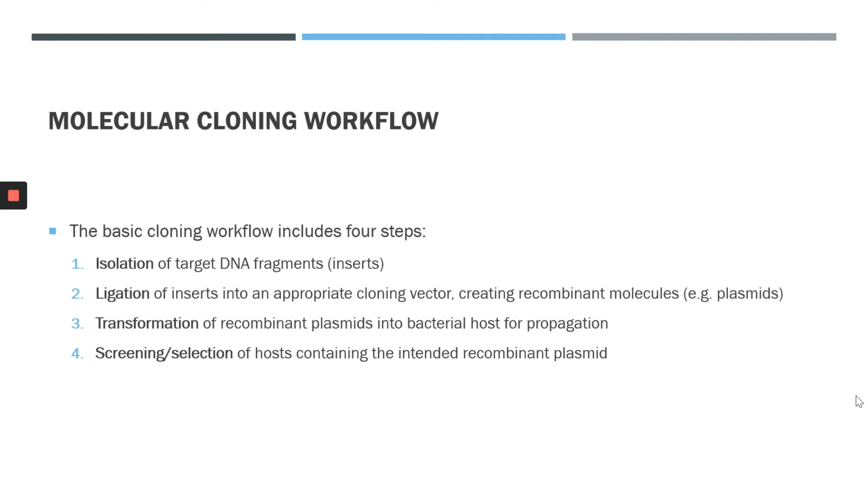The basic workflow of molecular cloning involves 4 major steps. Firstly, we need to isolate the target DNA fragments. We then need to ligate that target DNA fragment into a cloning vector in order to create a recombinant molecule. That recombinant DNA fragment is transformed into a bacterial host or host organism in order for it to be propagated. Transformed bacteria are then screened to select for the host that contain the intended recombinant DNA plasmid.